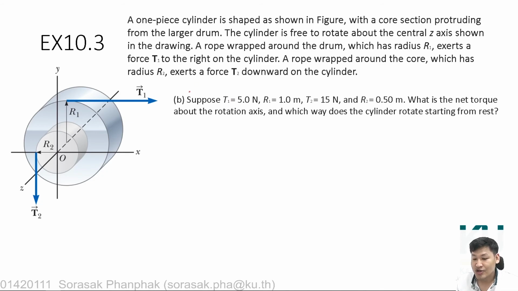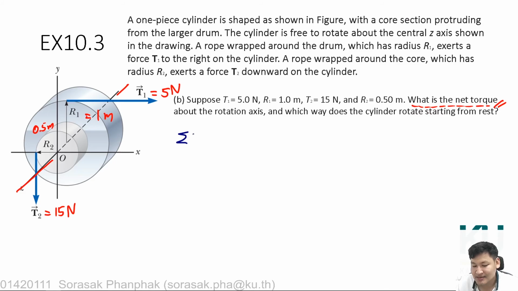How about another thing? Now you would like to substitute the values in. You know T1 equals 5 newtons, R1 equals 1 meter, R2 equals 0.5 meter, and T2 equals 15 newtons. With this, can you determine the net torque in terms of quantities rotating around the z axis as well? As we studied before, the sigma torque equals torque 1 plus torque 2, but you also have to put the direction into it.